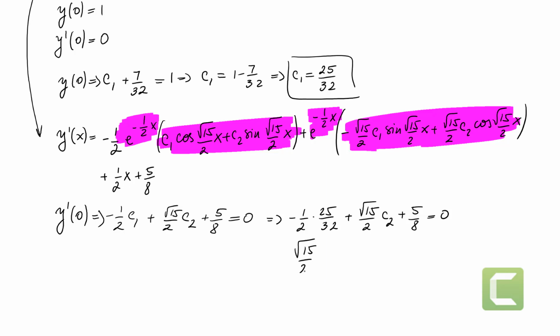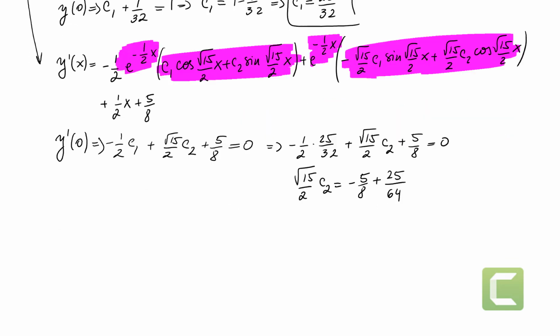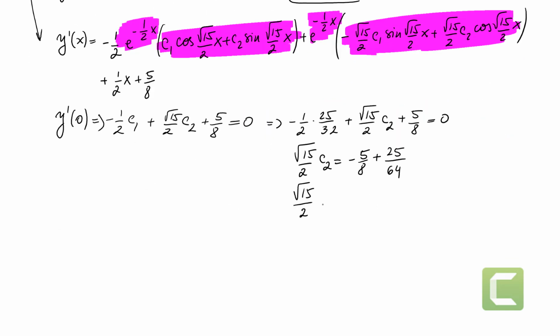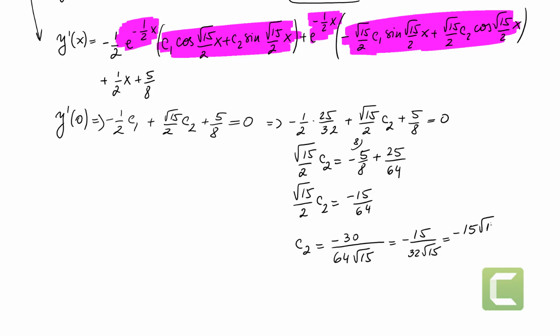So square root of 15/2 c2, because I made up these problems, of course the numbers are a little bit weird, plus 25/64. So square root of 15/2 c2 equals, we multiply by 8, so we get negative 15/64. So c2 equals negative 30/64 square root of 15, which is negative 15/32 square root of 15. I can actually rationalize. We're used to rationalizing, and also it's nice because these two cancel nicely.